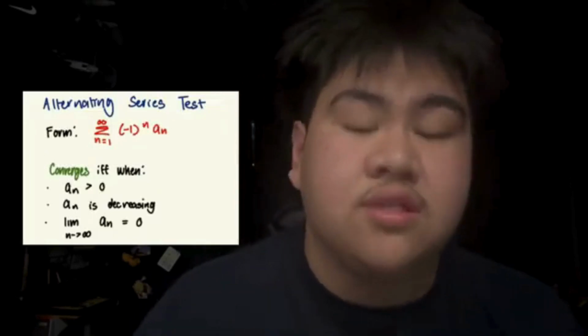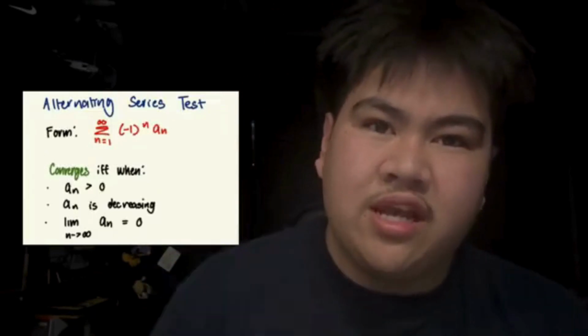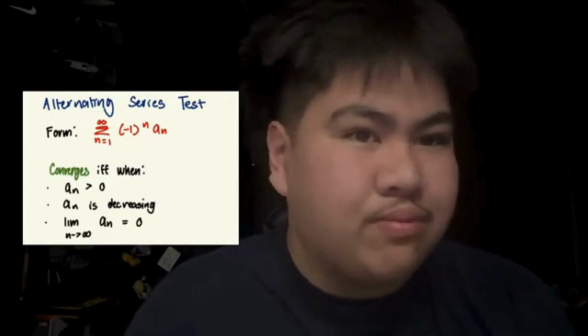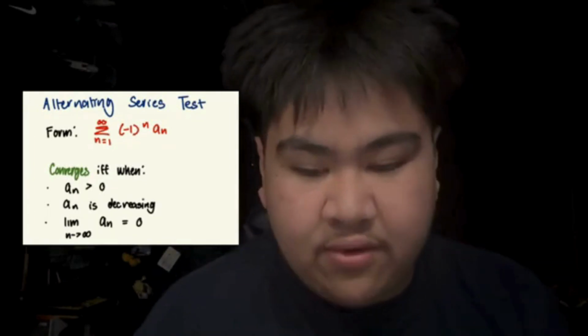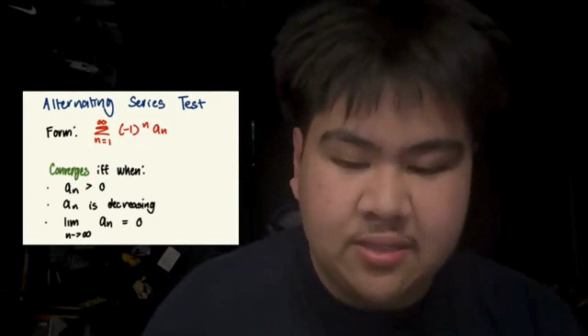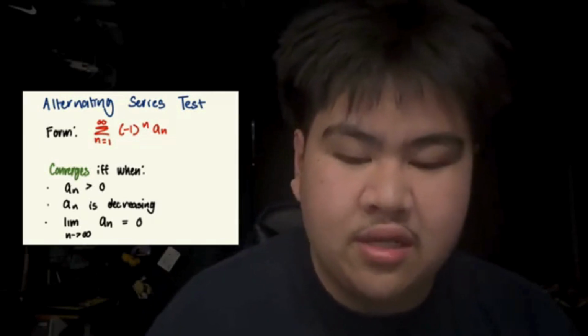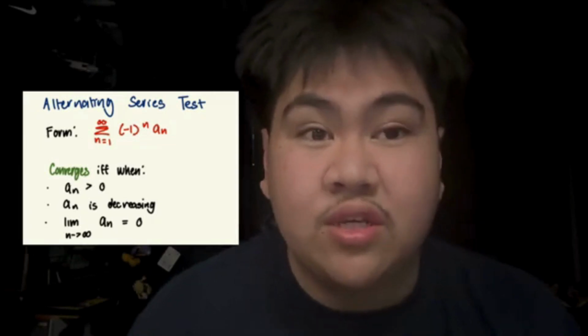We have the alternating series test. What stands out is the (-1)^n. That's pretty much your red flag to use this test, and it converges if and only if the series is positive, decreasing, and the limit as n approaches infinity equals 0.